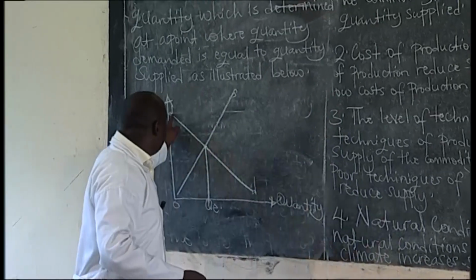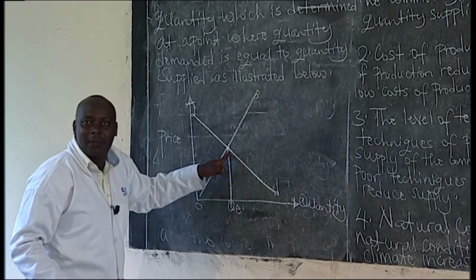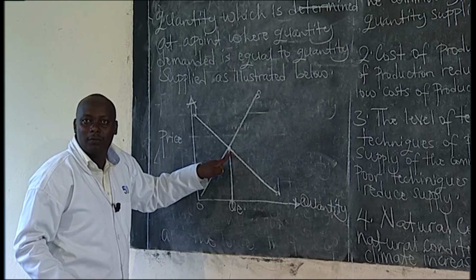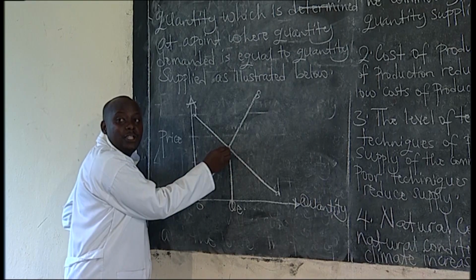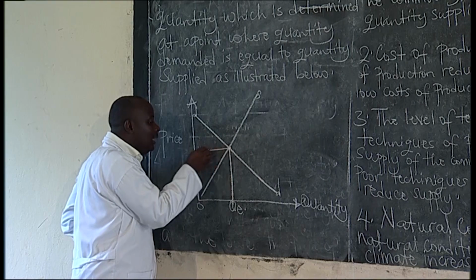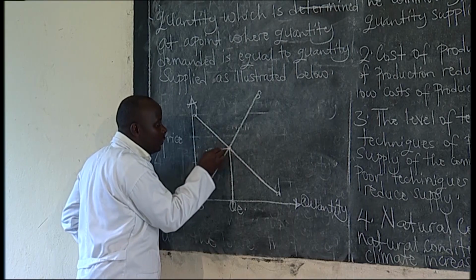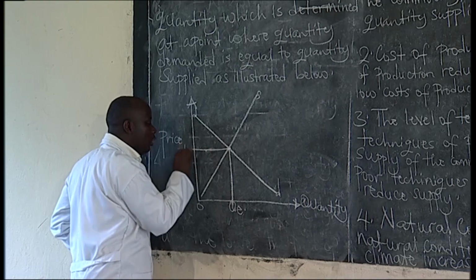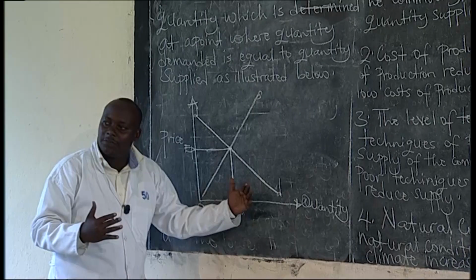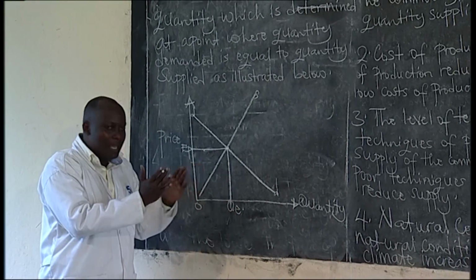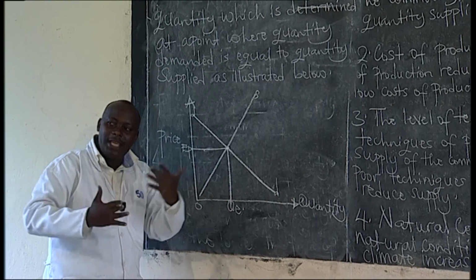Now, this is the demand curve, this is our supply curve. They are meeting at this point. At this point, we shall determine what we call EP, our equilibrium price. Now, that is the relationship. Demand and supply are matching until they reach the equilibrium.